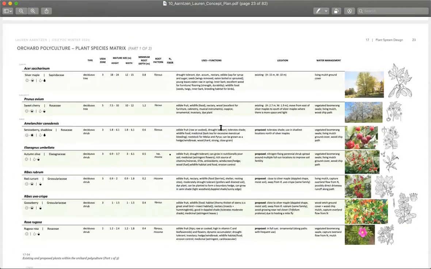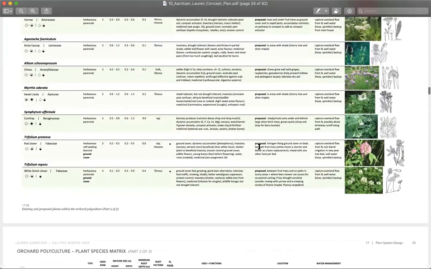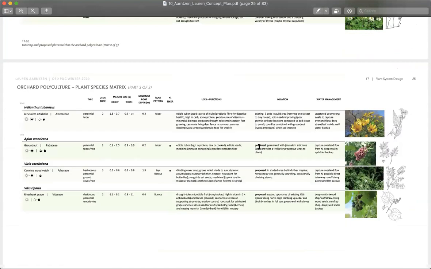And then she's gone into each of the species, given us the light requirements, the moisture requirements, the binomial Latin name, the type, the USDA zone. You can use your own native zone if you have a zone for your country. You don't have to give the USDA zone. She's in Canada, but she's decided to do USDA because she has access to a bunch of American plant stock. What's the mature height, minimum root depth, root pattern? Is it a nitrogen fixer? Uses and functions. What is the location, so existing and proposed, and what is the water management? She's also given us a photo. She's also given us a line drawing of what the leaves and the seeds look like, or the flowers, which is fantastic. So that's a really nice plant design.